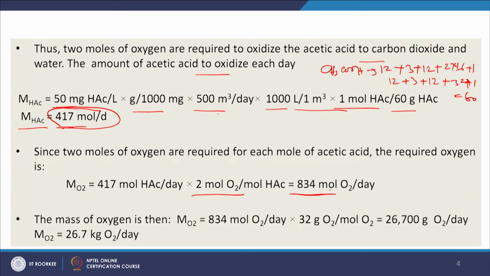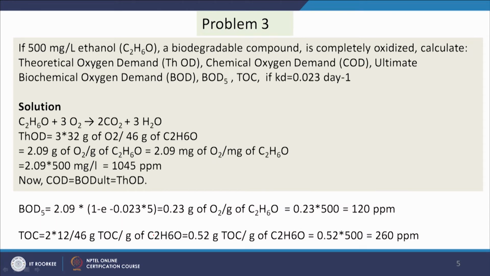Then what will be the mass of this oxygen? We will multiply it with the molecular weight of oxygen, that is 32 gram per mole. So, that becomes 26,700 gram oxygen per day, that is equal to 26.7 kg oxygen per day. Now, problem number 2 is solved. Now, we will see problem number 3.